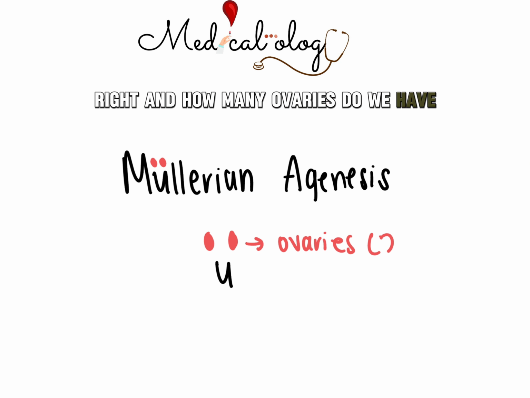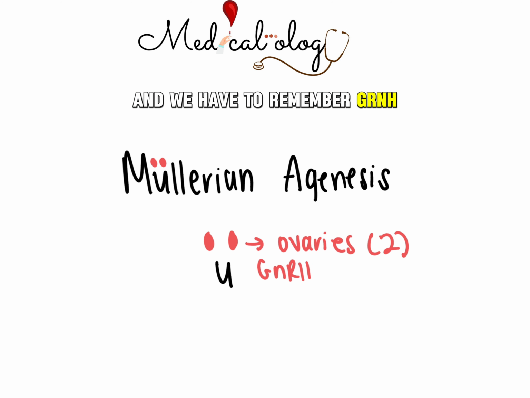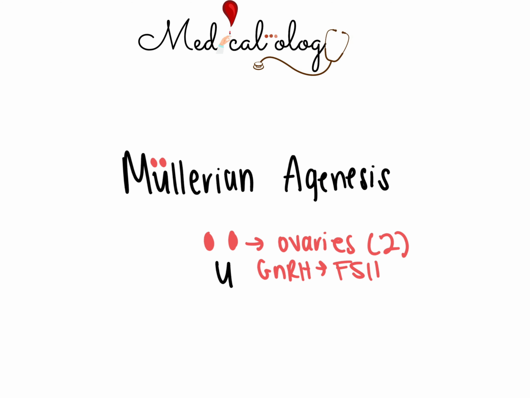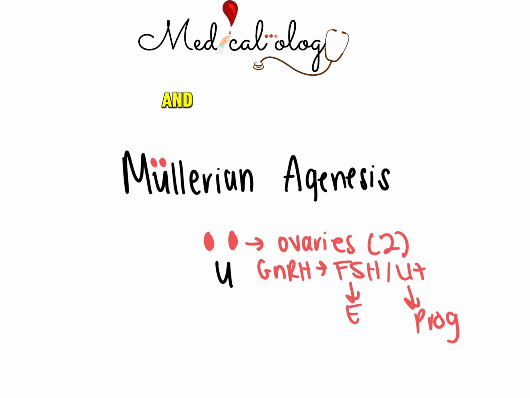And how many ovaries do we have? We have 2. So in Müllerian agenesis, the ovaries are working properly. And we have to remember GnRH yields FSH and LH, and this produces estrogen and progesterone, okay? In Müllerian agenesis, the ovaries are working, so we have normal levels of estrogen and progesterone.